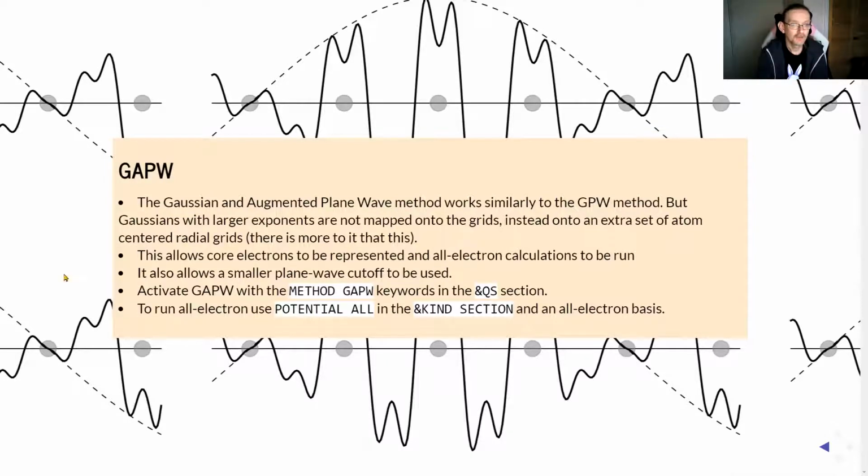I will mention also that we can run in an all-electron mode. So there is an extra set of grids introduced, which are atom-centered radial grids, similar to a molecular code, and there are various tricks allowing that to be run. The defaults tend to be fairly good, and you can more or less just switch from the GPW, the Gaussian and plane wave, to the Gaussian and augmented plane wave method, and run as an all-electron calculation there.